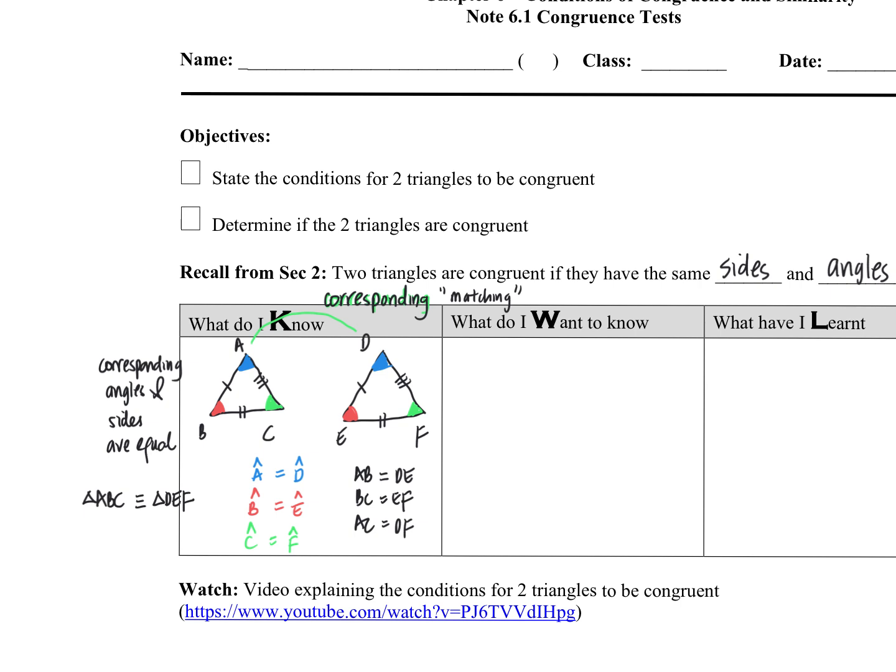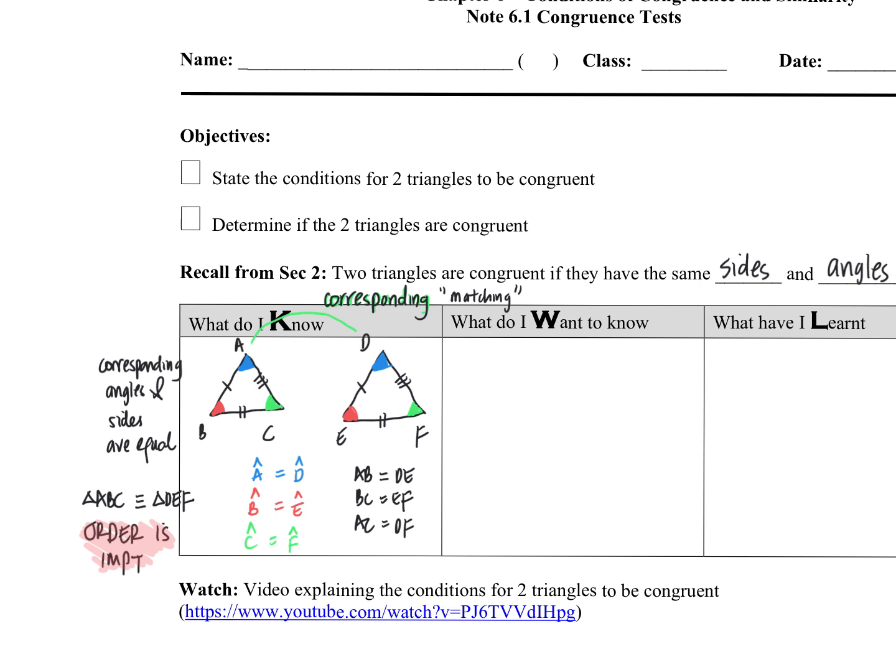You cannot suddenly change it to C, B, A. It won't match with D, E, F anymore. So A, B, C must match with D, E, F. You cannot jumble the way you call the triangle. So order is very important. In Sec 3, we will emphasize to you that the order of you writing the triangle is super important.